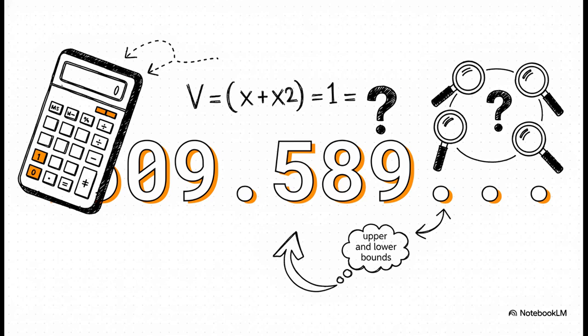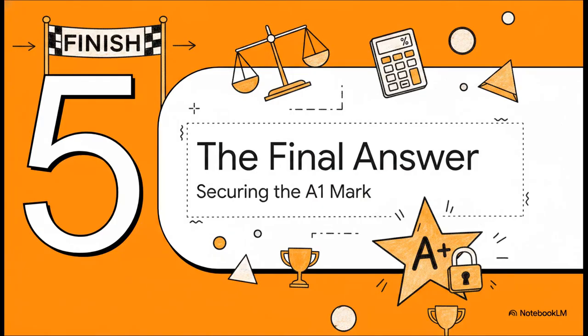All right, time for the calculator. You punch in those numbers, hit equals, and what do we get? This big, long decimal number. Now, hold on. Don't just write this down and move on. We are so close, but we have to check the question's instructions one last time. Okay, final step. We've done the hard math. Now it's all about presentation to lock in that final accuracy mark, the A1.